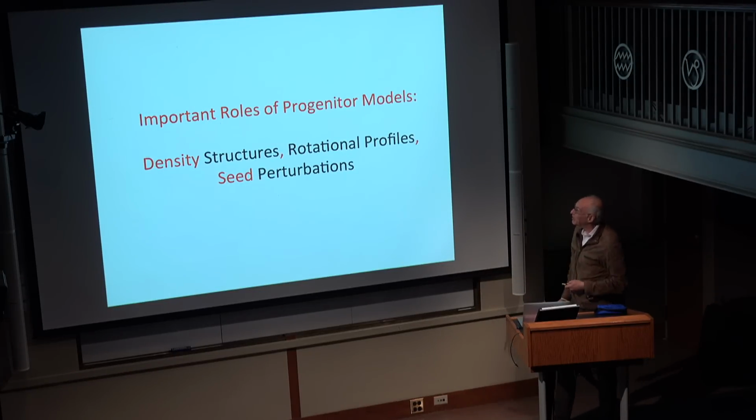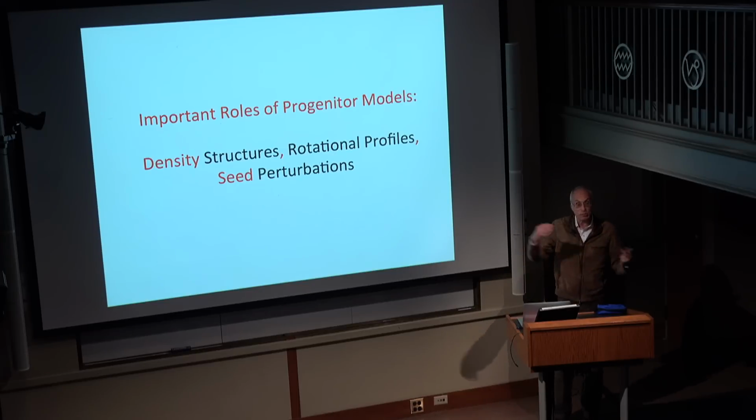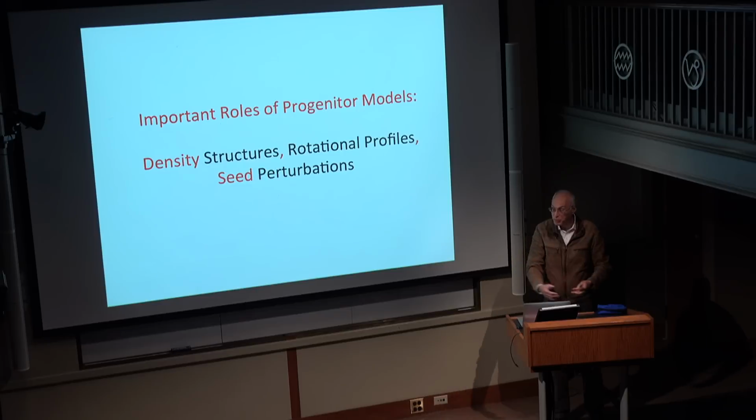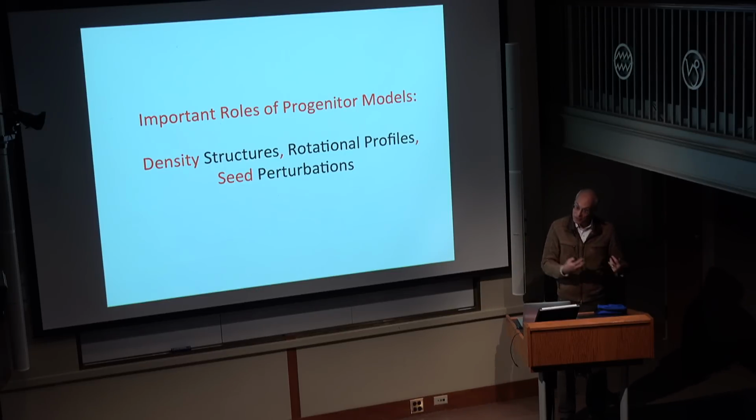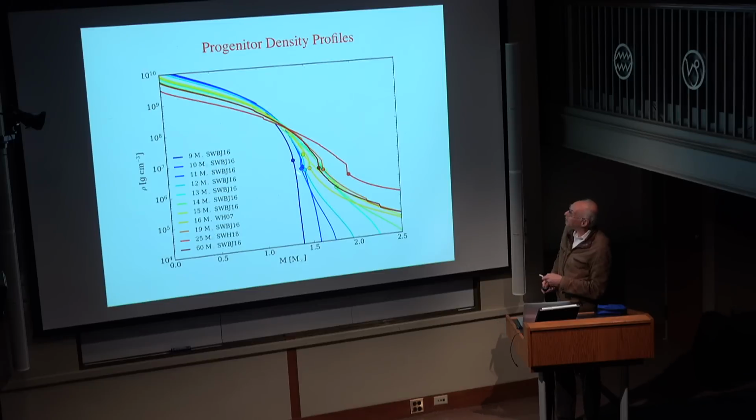Okay, let me start with the basics. We start out with somebody else's progenitor models, massive stars that have been evolved to the point of collapse. We inherit those. It turns out that those structures, the density profile in particular, is crucial to the outcome. And those models have not converged. And so here's an example of density profiles for one group, from 9 solar masses, 10, 11, 12. Again, from 8 to who knows what the upper limits are. Masses is what we're talking about for core collapse supernovae.